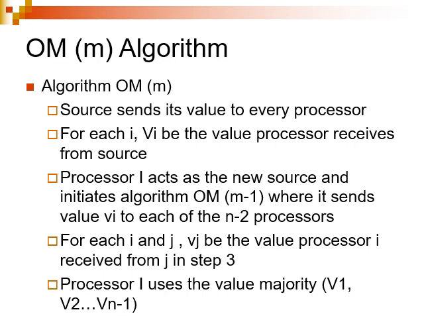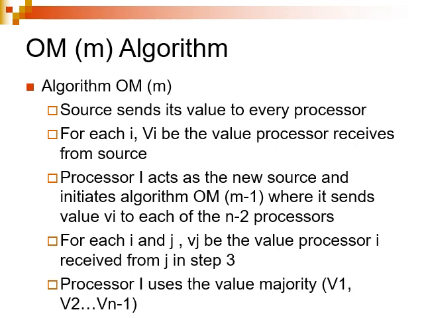The source will send its value to every processor. Then for each processor i, Vi is the value the processor receives from the source. The third step is that processor i acts as the new source, and it will initiate the algorithm OM, where it sends the value Vi to each of the n-2 processors. So whatever value the processor receives from the source, it will forward that value to the n-2 processors.